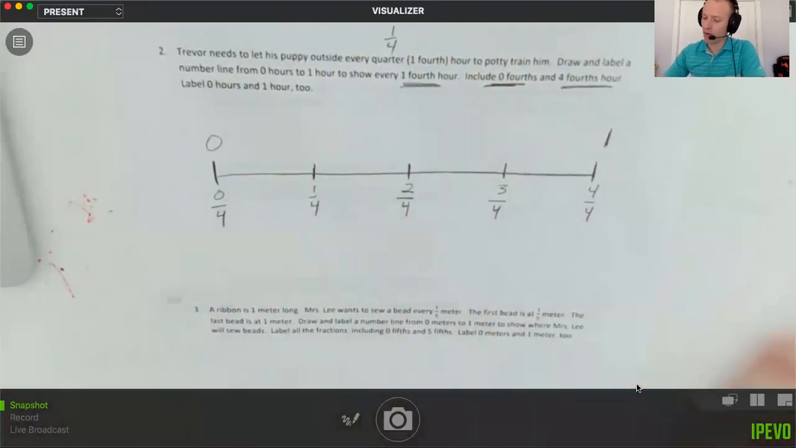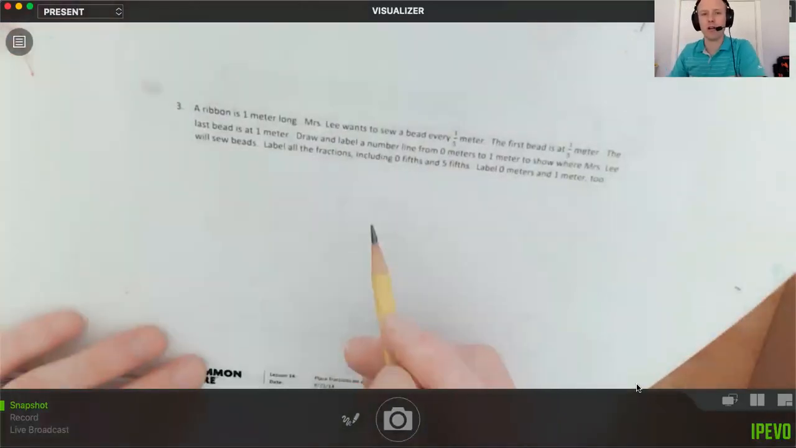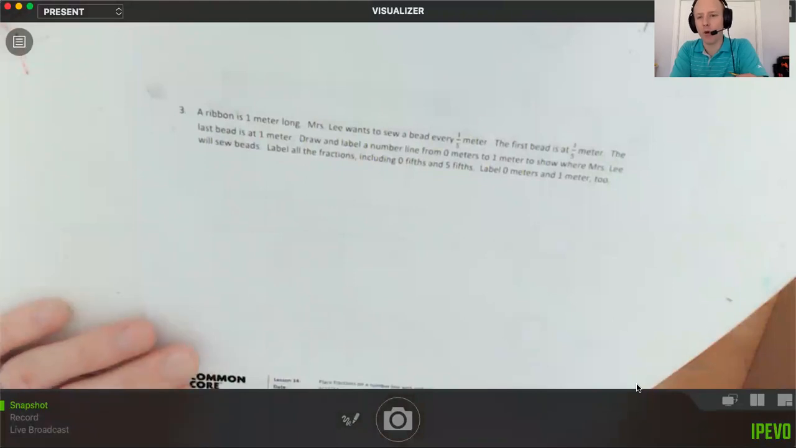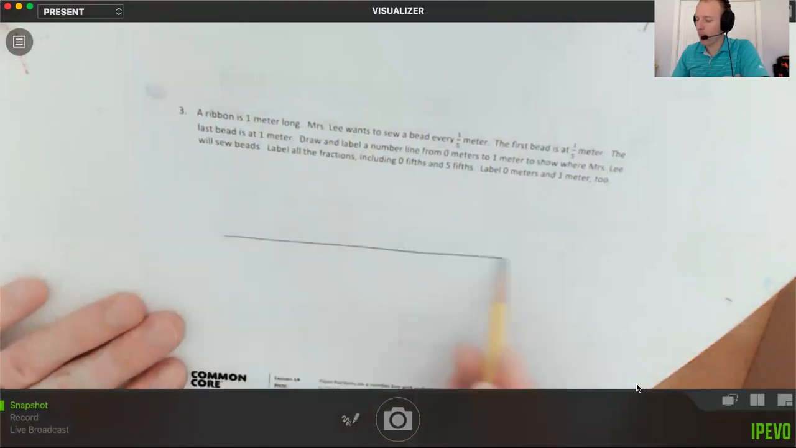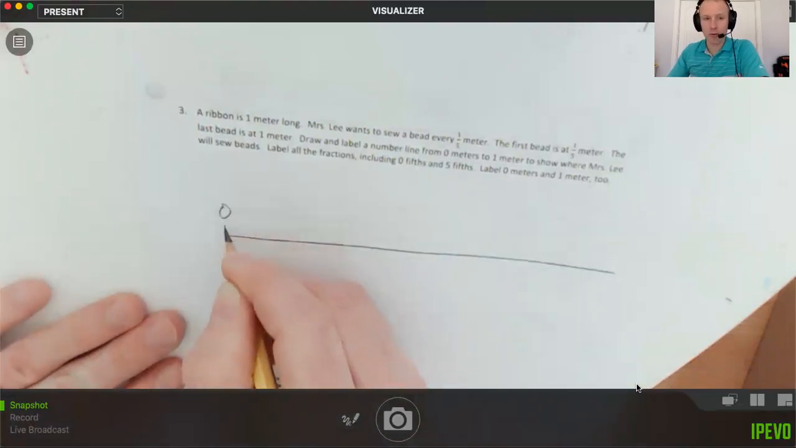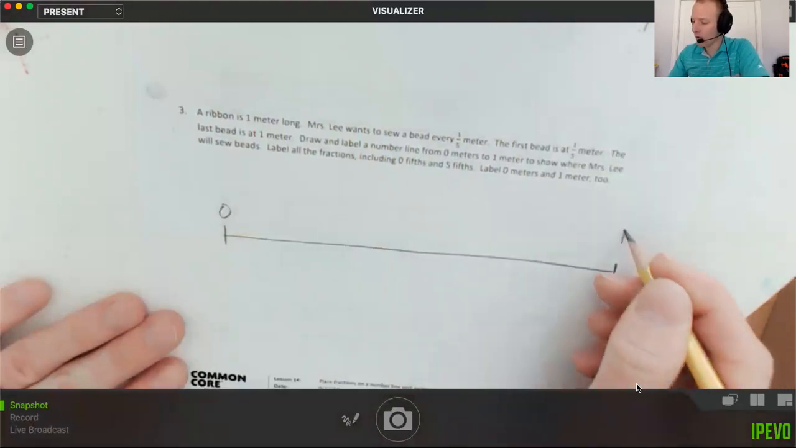A ribbon is 1 meter long. Miss Lee wants to. Oh, you guys can't see that really well. Let's start again. A ribbon is 1 meter long. Miss Lee wants to sew a bead every 1/5 meter. Her first bead is at 1/5 meter. The last bead is at 1 meter. Draw and label a number line, including the 0 and the 1. So this is her ribbon. This is 0 because at that point you haven't used any ribbon. And this is 1 because that's 1 meter.